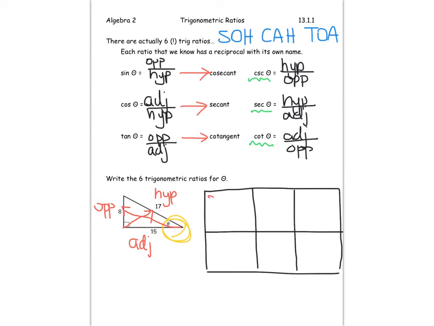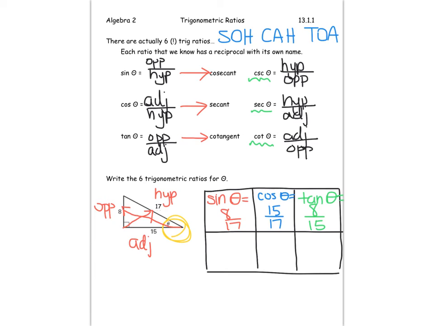So I still want to say sine. I want to give it a name. And I want to say of what angle, so theta. And that'll equal opposite, which is 8, over hypotenuse, which is 17. Cosine. Again, I want to say the angle, so cosine theta equals adjacent over hypotenuse, so 15 over 17. And tangent. Tangent, TOA, opposite over adjacent. Opposite is 8, adjacent is 15. Forgot the equals sign.